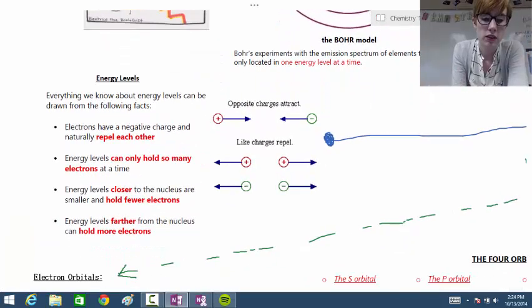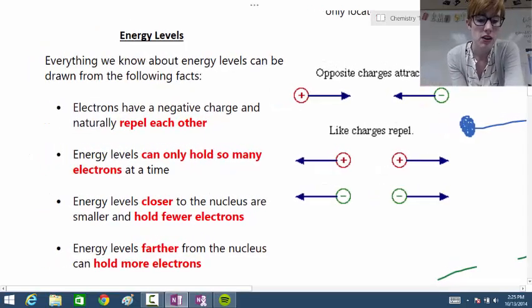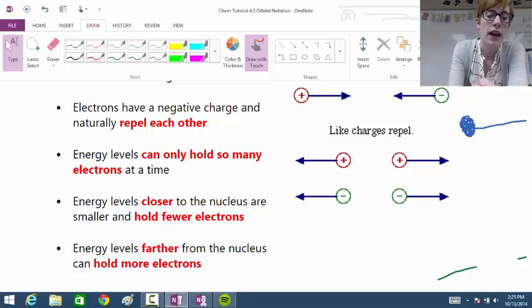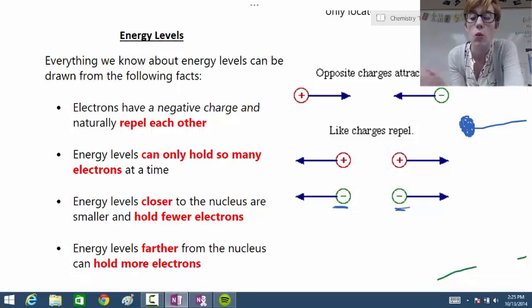So what do we know about energy levels? Well, I've listed 4 facts here on the left that basically tell us everything we know about energy levels. The first is that electrons have a negative charge. And we also know that things that are like each other, like 2 electrons that are both negative, don't want to be near each other, right? They want to repel. That's really going to be important.